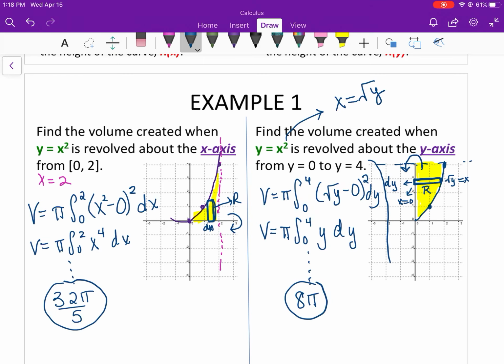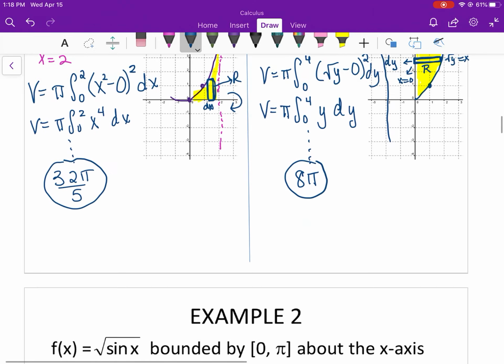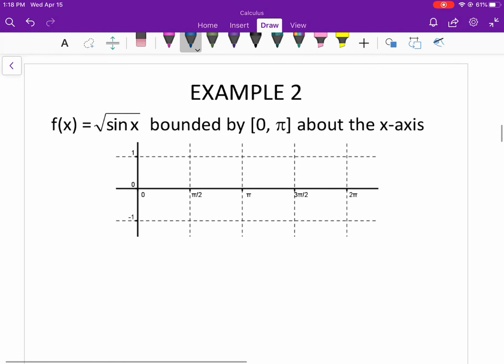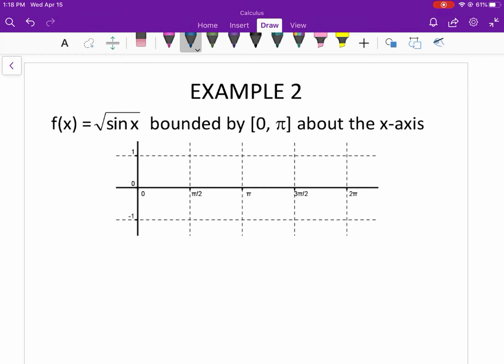Okay, we're going to look at one more of these. And that's this one here. So the square root of sine x, well, that's kind of weird, but the sine of 0 is 0, and the square root will be 0. The sine of pi is 0, so that's fine. The sine of pi over 2 is 1, and its square root will be 1. So it's just going to be this little curve here. We're going about the x-axis, so we're going that way. We're going to be shading. We're drawing our rectangle perpendicular.